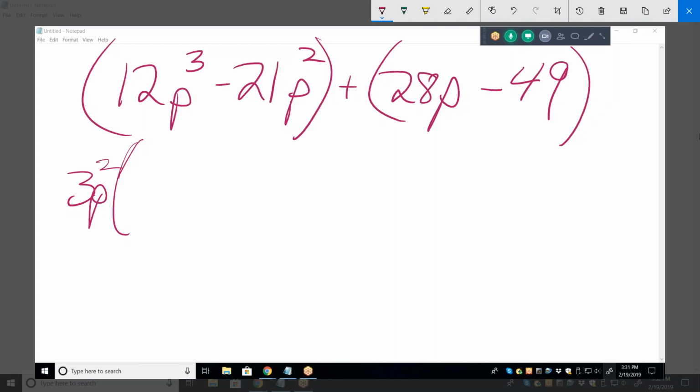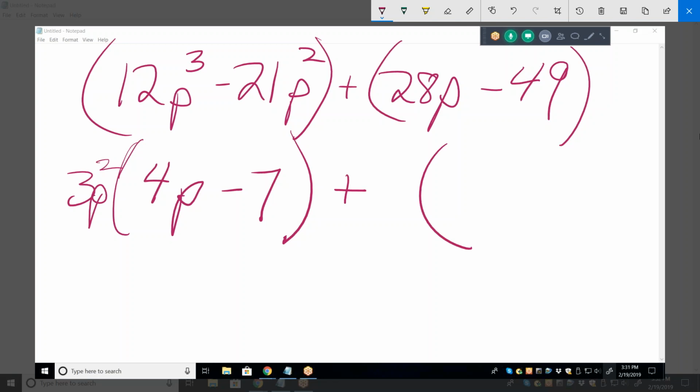It would be 4p minus 7. Okay. Now, knowing that this is going to be 4p minus 7, what's the greatest common factor? 7. See how that makes it a little easier?